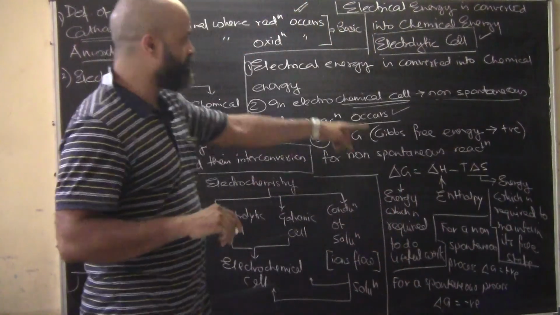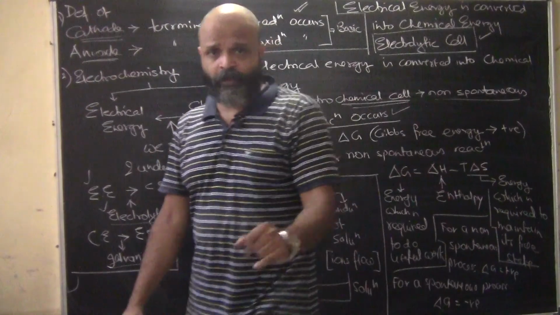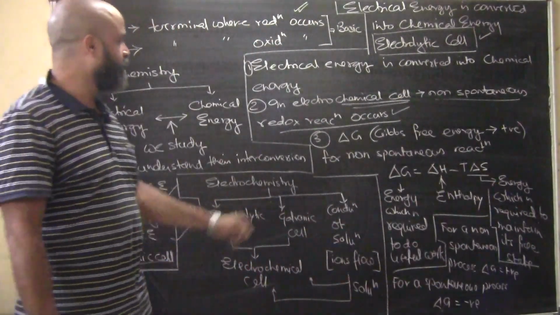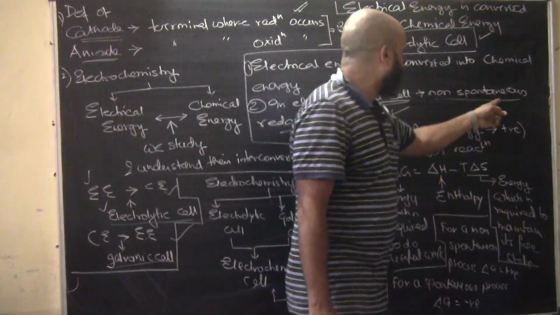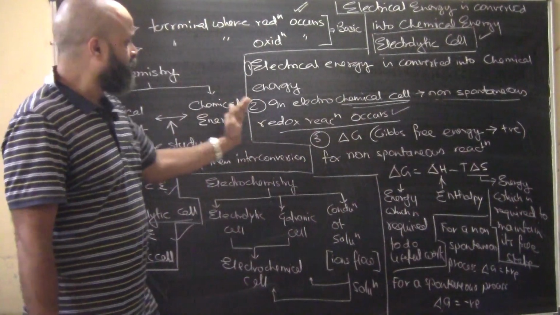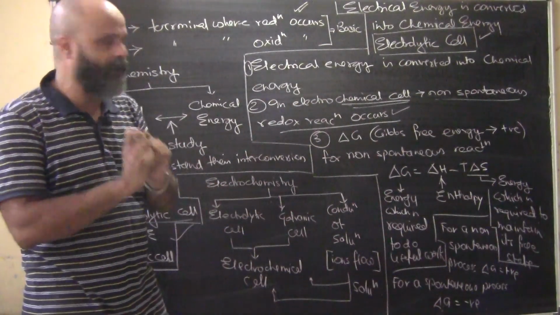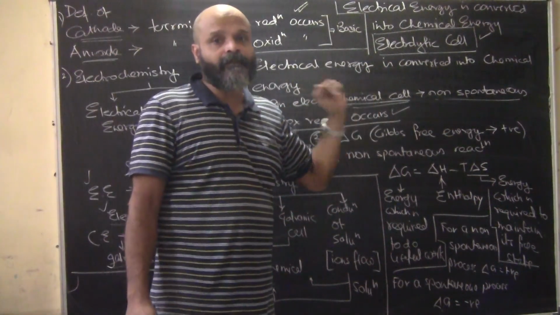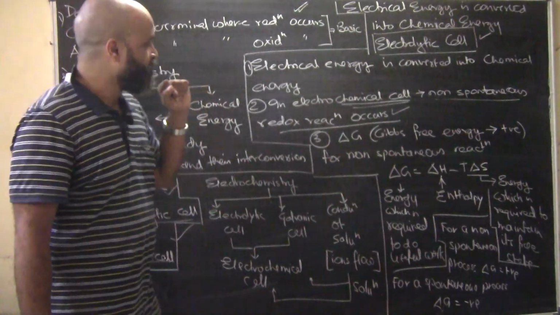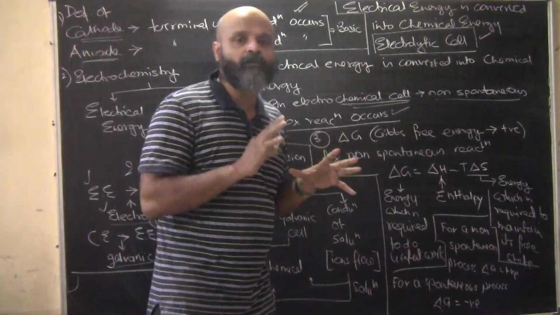So basically, what is non-spontaneous? Non-spontaneous is a reaction which will not happen by its own. So in the electrochemical cell, a non-spontaneous redox reaction occurs. There is a redox reaction which will happen, which means that reduction and oxidation both will happen. However, they have to be triggered. They cannot happen on their own. So you will have to kickstart it with some amount of energy.